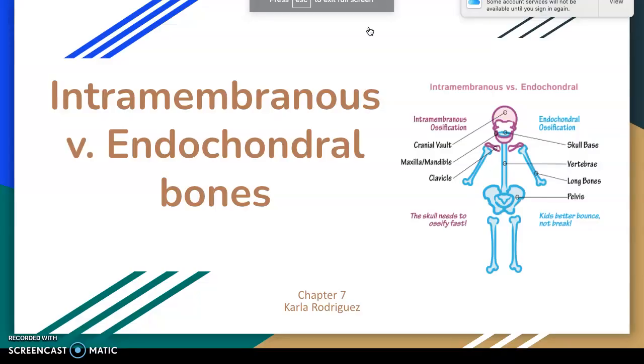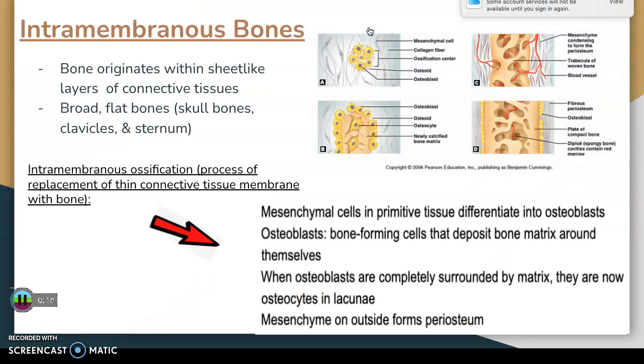So today I'm going to be talking about intramembranous and endochondral bones. I'm going to distinguish the differences between the two and explain how these bones develop and grow. So starting off with intramembranous bones, these types of bones originate within sheet-like layers of connective tissue.